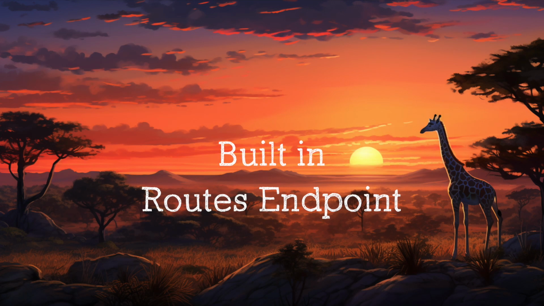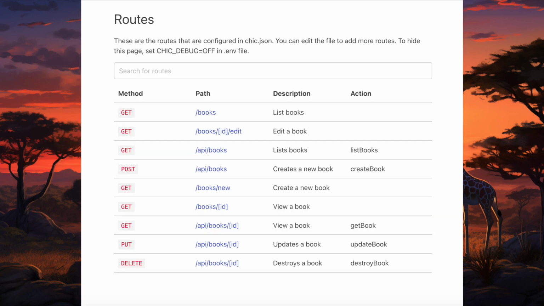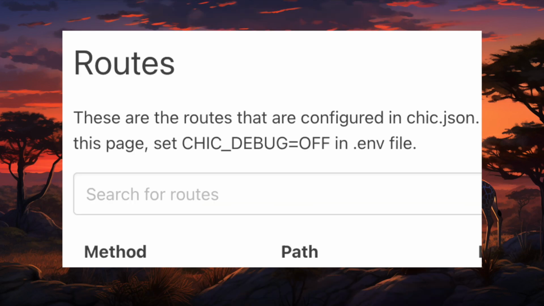Another cool tool that Chic offers is a built-in routes endpoint. So you can navigate to the routes endpoint and find all the routes and API pathways that Chic.js has set up for our resources. Now, before we venture out into the production wilds, we'll remember to camouflage this routes endpoint with chic debug off in your environment file.